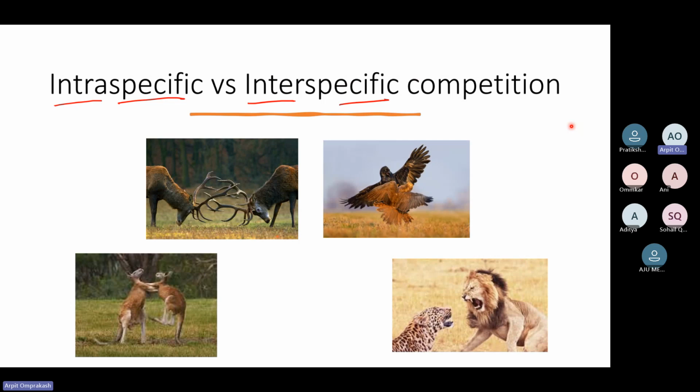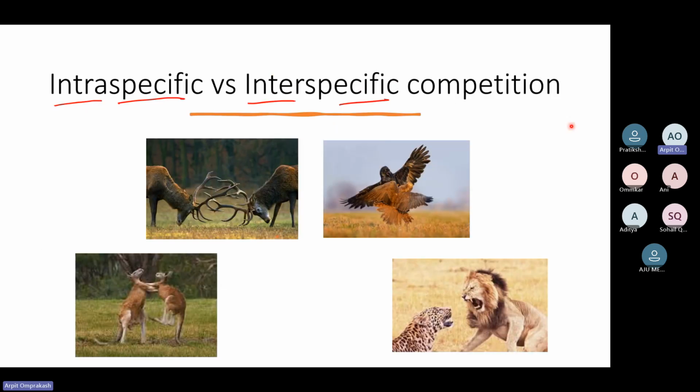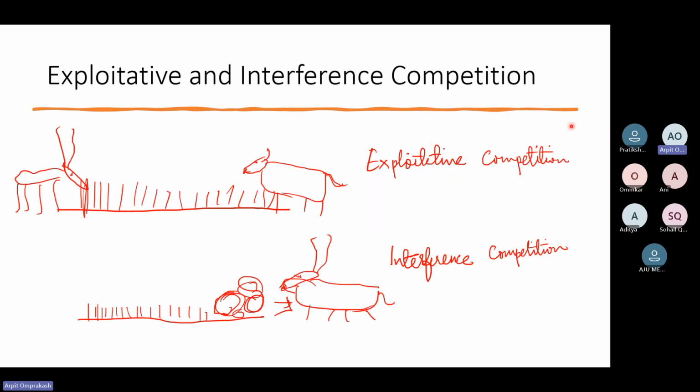Competition can be intraspecific and interspecific. Interspecific competition is between different species. Intraspecific competition is between the same species. Next, we have exploitative and interference competition, where exploitative competition is when you're directly competing for the same resource. So, for example, these blackbucks are eating and the cow comes in and starts grazing. So that's exploitative competition. Interference competition is when you're preventing access to the resource.